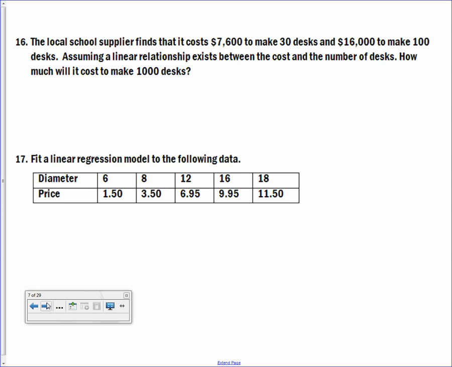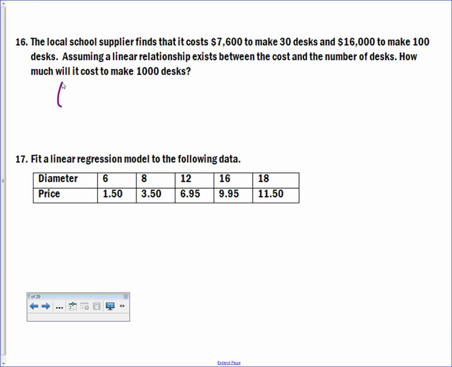Okay, 16. The local school supplier finds that it costs $7,600 to make 30 desks and $16,000 to make 100 desks. Assuming linear relationship, how much will it cost to make 1,000? Okay, so this is set up very, very similar to the last one. Okay, so I would make my ordered pairs.